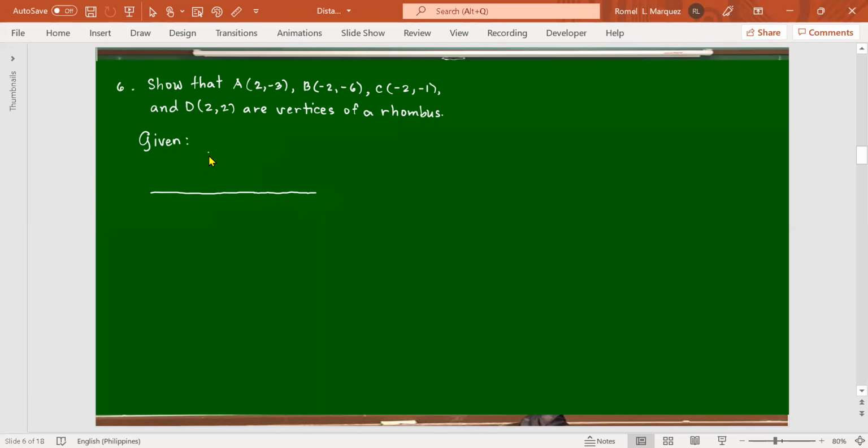Using a rectangle, how do you define a square using a rectangle? Yeah. An equilateral rectangle, or a rectangle with all 4 sides equal.